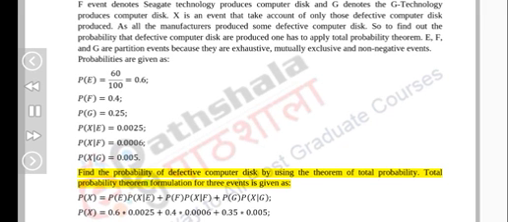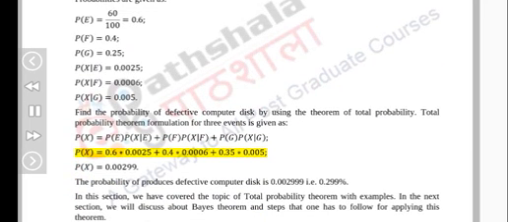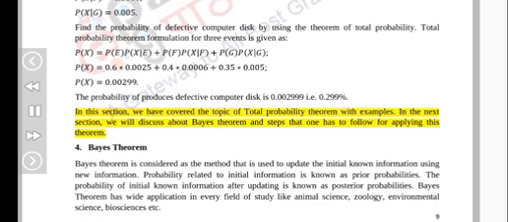The total probability theorem for three events is given as P(X) equals P(E)P(X|E) plus P(F)P(X|F) plus P(G)P(X|G). P(X) equals 0.6 times 0.0025 plus 0.4 times 0.0006 plus 0.35 times 0.005. P(X) equals 0.00299. The probability of producing a defective computer disk is 0.00299, i.e. 0.299%. In this section, we have covered the total probability theorem with examples. In the next section, we will discuss Bayes' theorem and the steps one has to follow for applying this theorem.